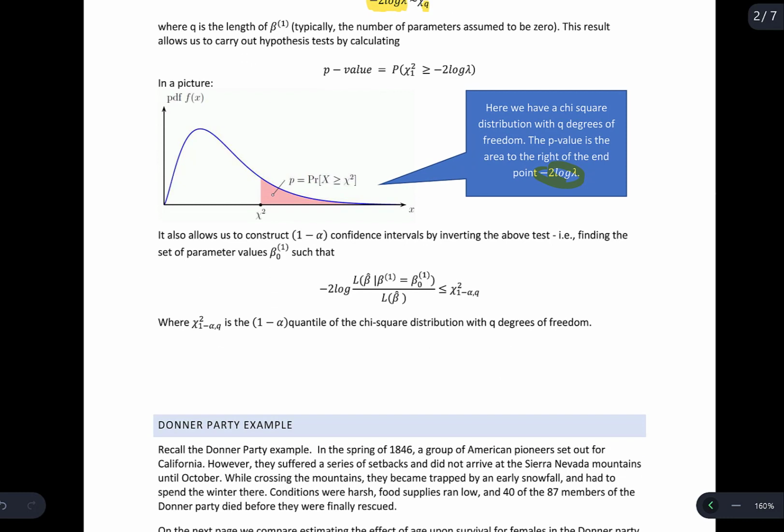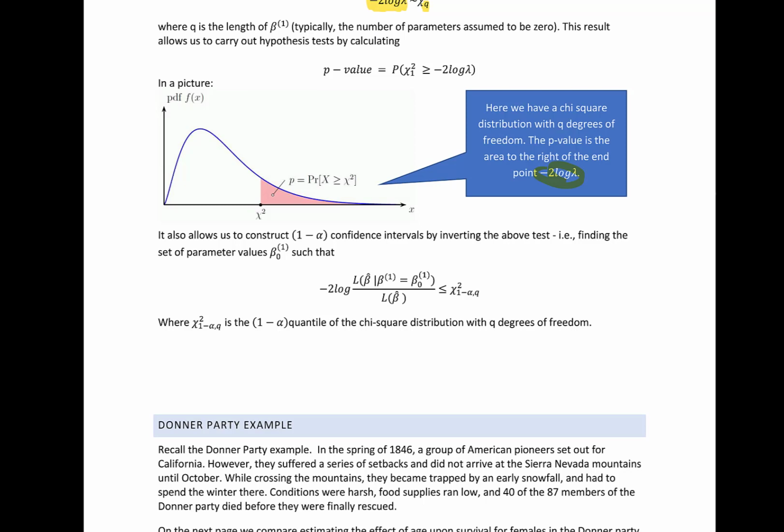It also allows us to construct 1 minus alpha confidence intervals by inverting the above test. In other words, find the set of parameter values such that those values would be less than or equal to that endpoint that has 0.05 to the right if you're looking at a 95% confidence interval, 0.1 to the right if you're looking at a 90% confidence interval.